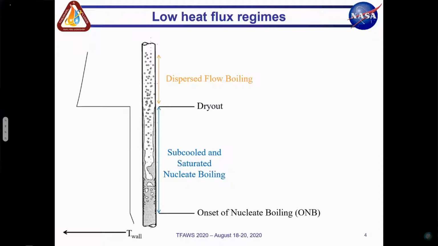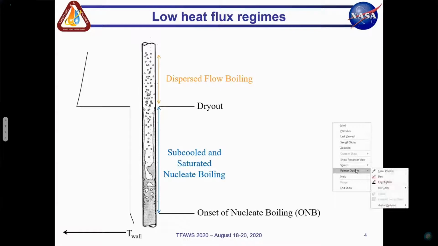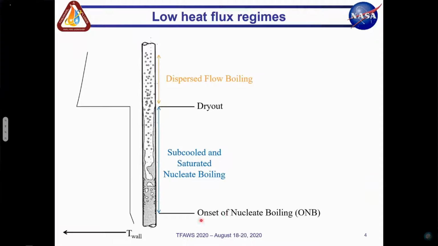So let's start with the low heat flux case. On the left there is a temperature profile sketch of the wall. This is to help you, as we talk about the different flow regimes, get an idea of how the different flow regimes affect the heat transfer. And that's one of the main points I'm trying to make in this presentation: it's important that we know which flow regime we're in, because the heat transfer is drastically impacted. And so it's important to know where we are and when we transition.